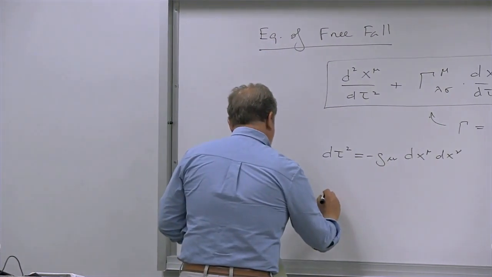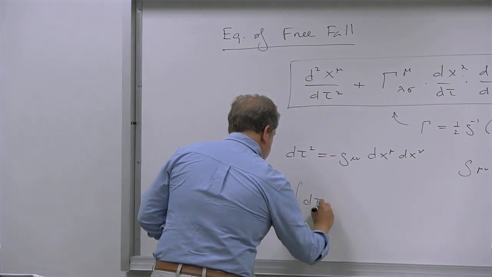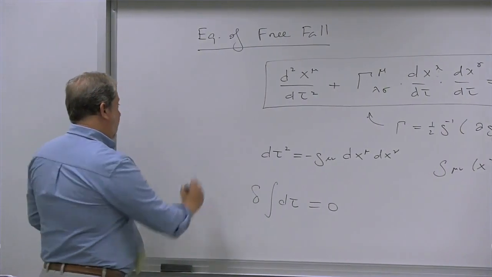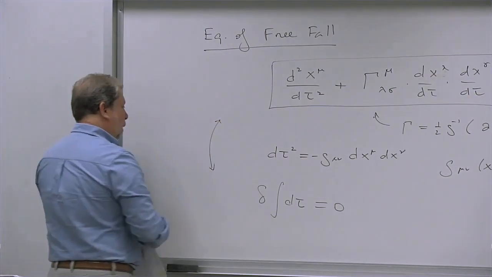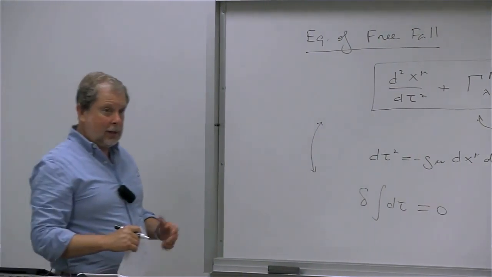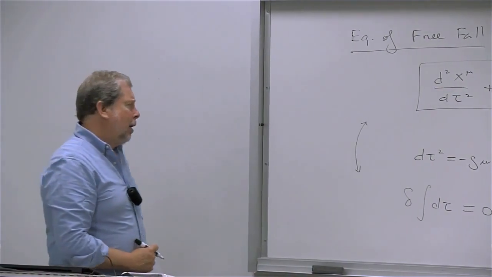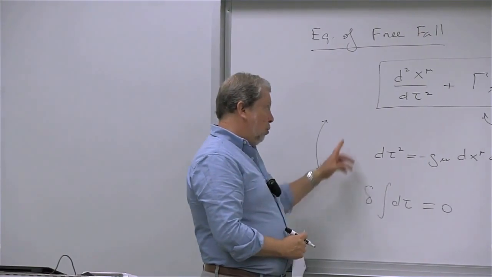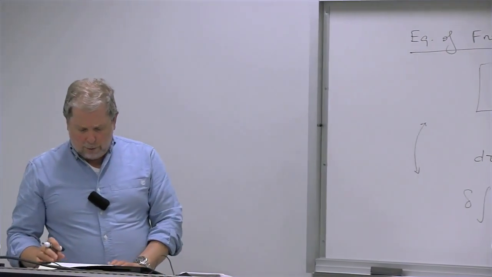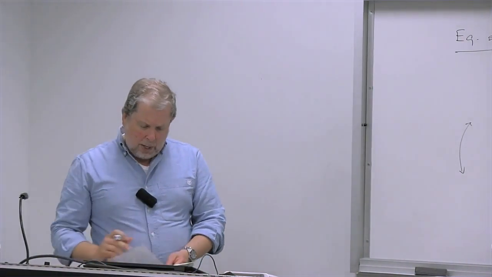So in other words, all bodies follow the equation that the variation of the integral of d tau is equal to 0. These two equations are equivalent to each other. We spent some time proving that, and it is a very important ingredient and very important notion to understand that the equation of free fall is equivalent to the equation for geodesics.